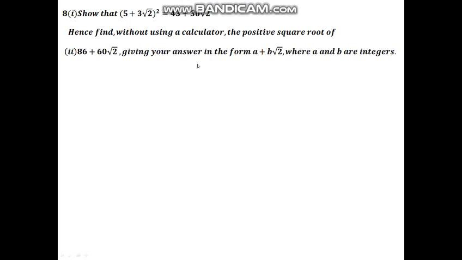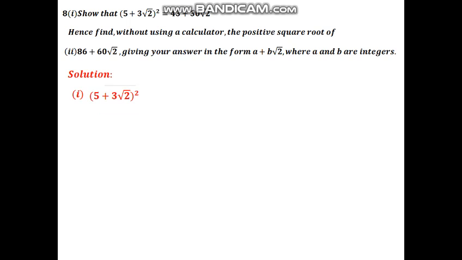So today we are going to discuss a math question which is related to Surds. Alright. So the first sub question, they are asking to show that (5 plus 3 square root 2) square is equal to 43 plus 30 square root 2. So we just copy down the question, 5 plus 3 square root 2, the whole thing squared.